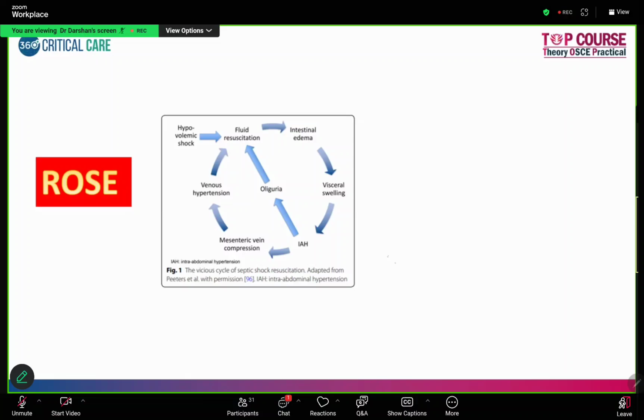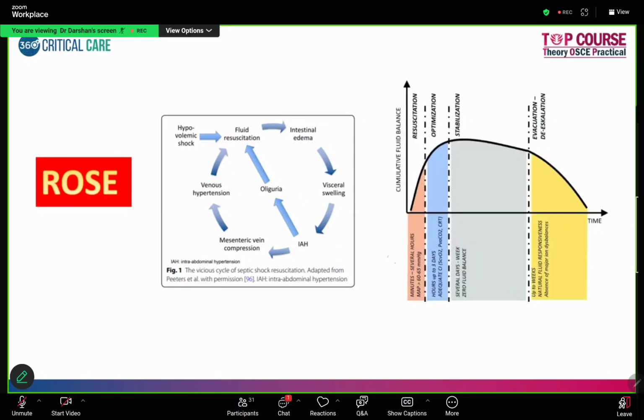So to prevent this, they proposed a protocol called the ROSE protocol. ROSE is an acronym which stands for resuscitation, optimization, stabilization, and evacuation. In the x-axis you have the time, in the y-axis you have the cumulative balance. The resuscitative phase is usually between minutes to hours. The optimization has to be done between hours to the first 3 days. Here optimization is of hemodynamics and source control both, but majorly in ROSE we are looking at hemodynamics, especially fluid therapy.